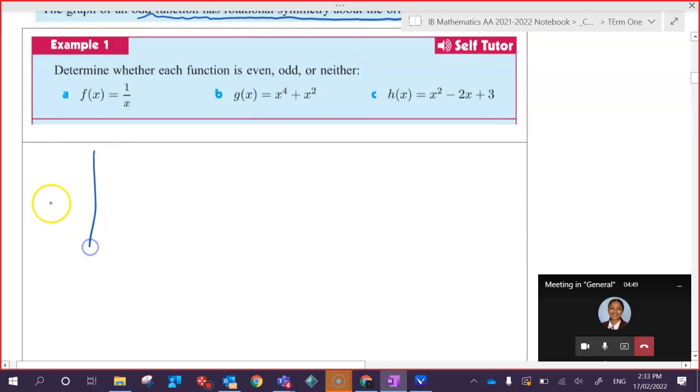Did we draw 1 over x while we were thinking about that? Is everyone happy that that looks pretty much like 1 over x? Did you agree with me? If I want to be really clear, I could put in the 1, 1, and the negative 1, negative 1. What do we think? Is that an odd function, an even function, or neither?